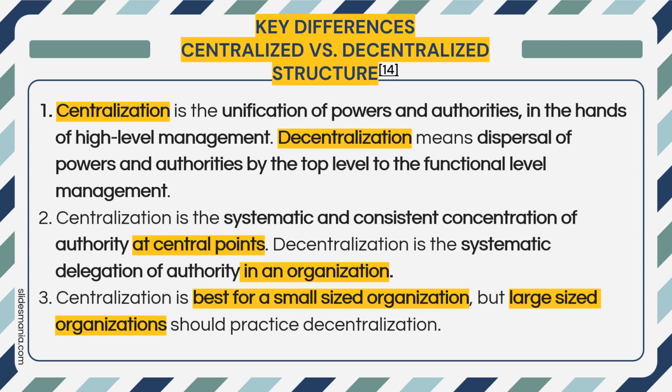What are the key differences of centralized structure and decentralized structure? First, centralization is the unification of powers and authorities in the hands of high-level management. Decentralization means dispersal of powers and authorities by the top level to the functional level management.